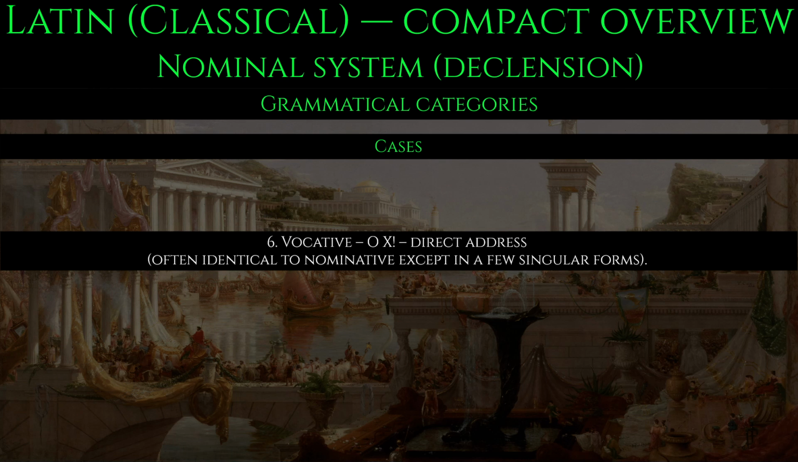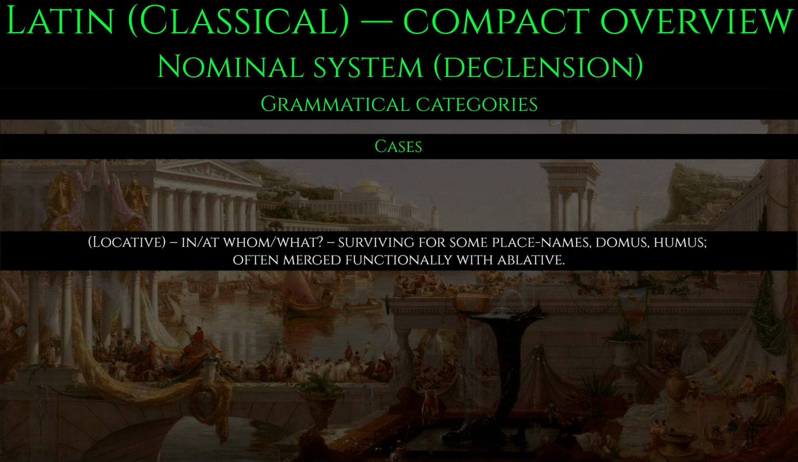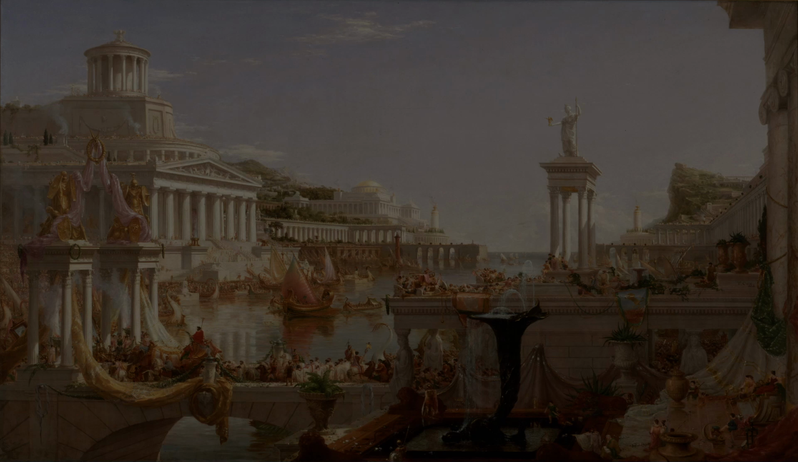And then we have the vocative. That is simply a direct address, and is often identical to the nominative, with a few exceptions here and there in the singular forms. And technically there is also the locative, in, at, whom or what, and it is only surviving for some place names, such as domus, humi, often merged functionally with the ablative. Of course, there is much more to this, but we will get there, one step at a time.